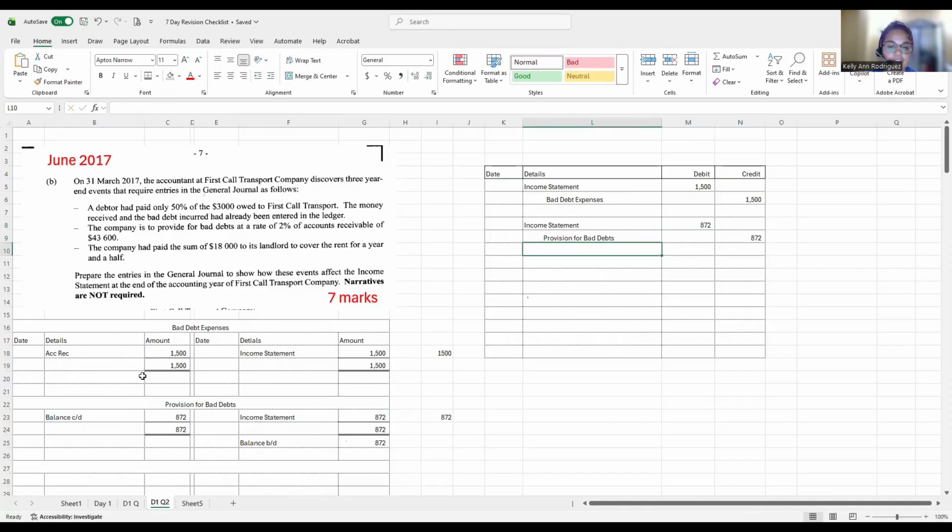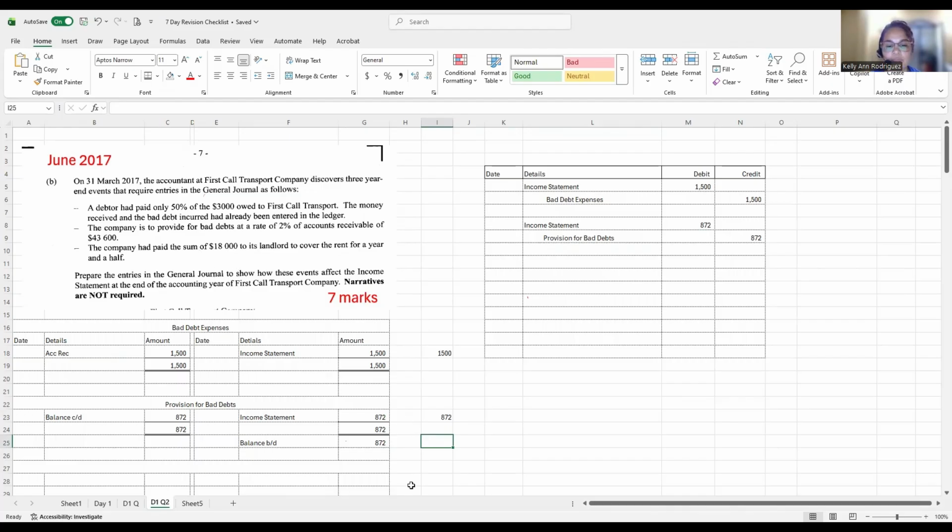Remember, no narrations is required. Now, this next transaction just requires you to think a little bit or do some more calculations, as the case may be. They say the company had paid a sum of 18,000 to the landlord to cover rent. So you're paying for rent, but they pay for rent for a year and a half. A year is 12 months, a year and a half will be 12 plus 6, which will be 18 months.